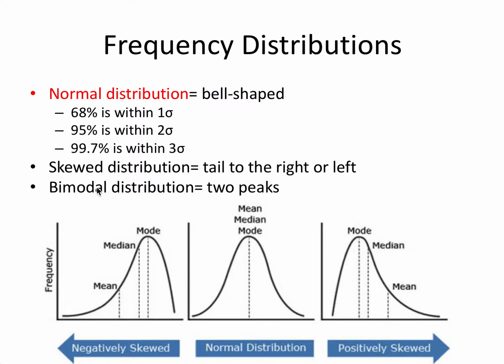We can also have a skewed distribution, which is what these two are showing. Positively skewed if the tail, so this part is the tail, goes to the right. Negatively skewed if the tail goes off to the left. Bimodal distribution just means instead of 1 peak, you have 2 peaks in your data collection.